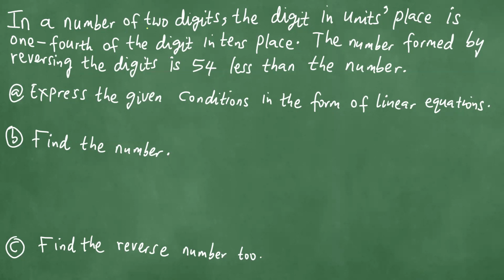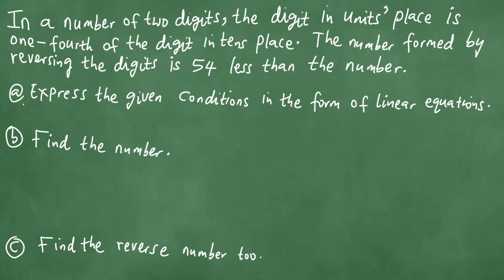Right, in a number of two digits, the digit in units place is 1/4 of the digit in tens place. The number formed by reversing the digits is 54 less than the number. Express the given conditions in the form of linear equations.